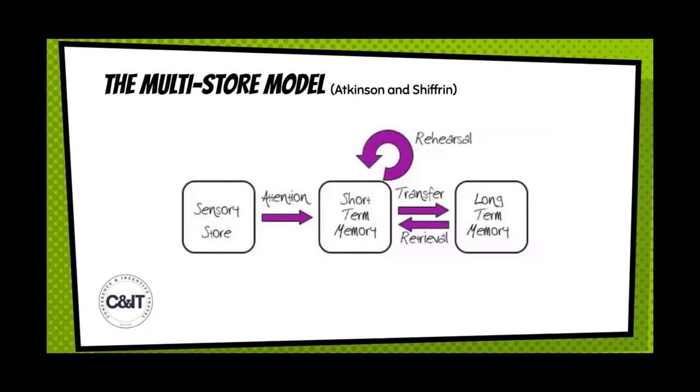So the way that Atkinson and Shiffrin suggest that our memory works is that you have a sensory store. Then with enough attention, this goes into your short-term memory. Then with enough rehearsal, that transfers into long-term memory. And obviously you can then retrieve from the long-term memory at any point. Very simple: you go into a room, you see something, if you pay enough attention to it, it goes into short-term memory. And then if you keep revising it, then it will go into your long-term memory.